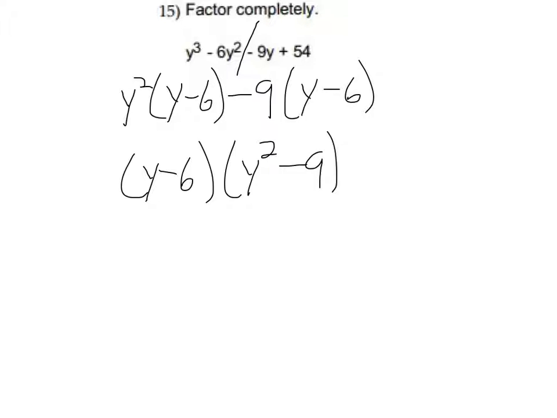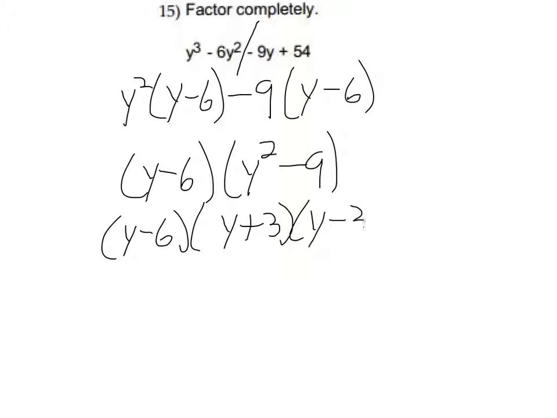We've now factored it. This is now written as a product, so we know this is factored, but it's not completely factored yet, because we have this, which is a difference of squares. So we have y minus 6, and further, y plus 3, and y minus 3.